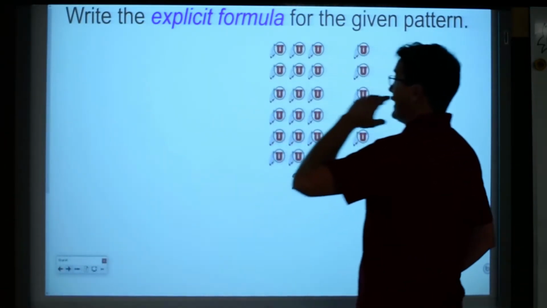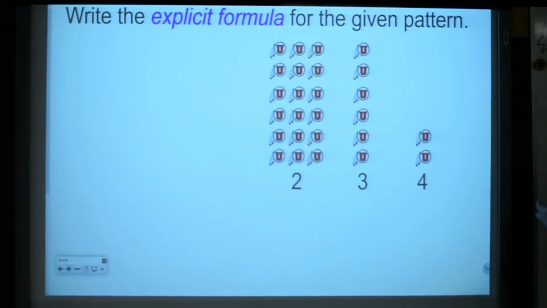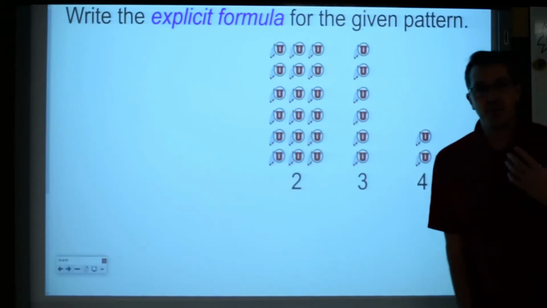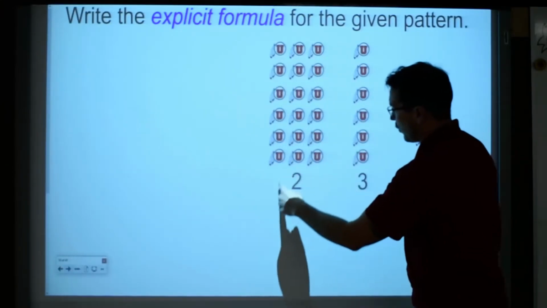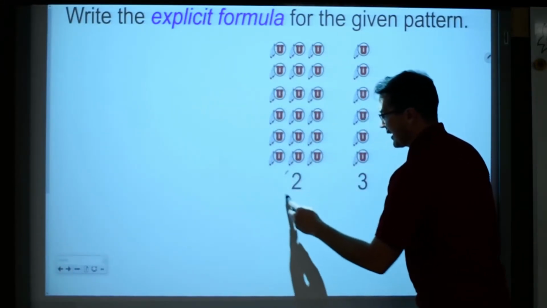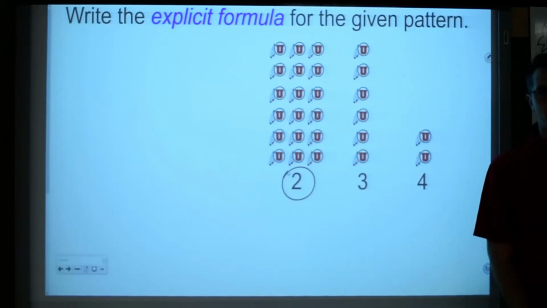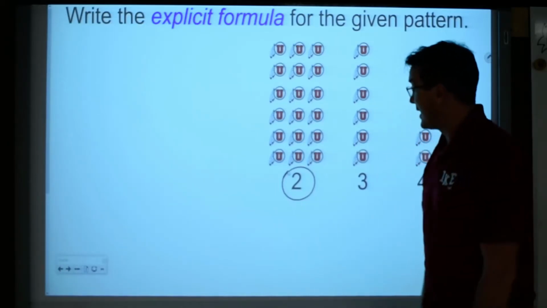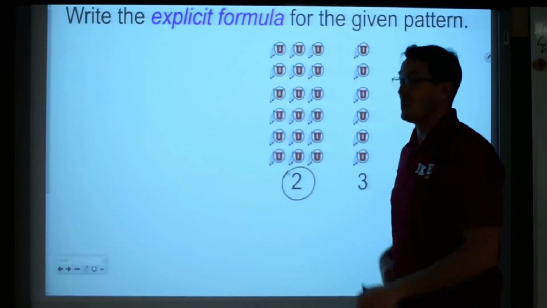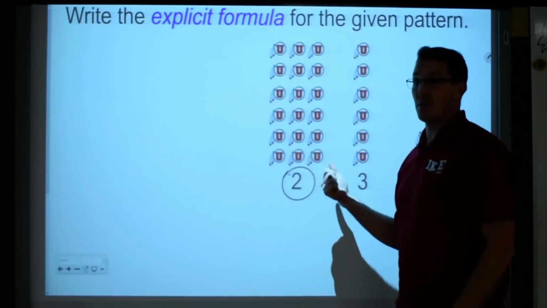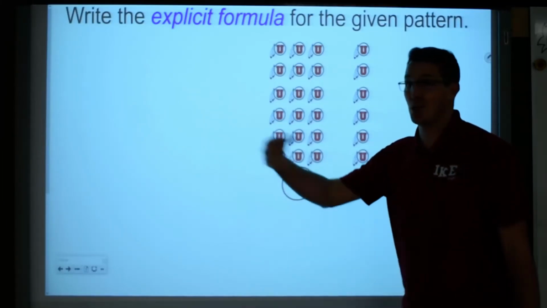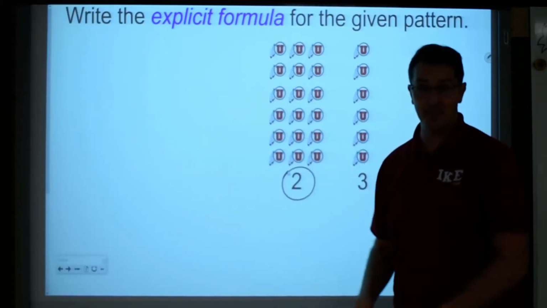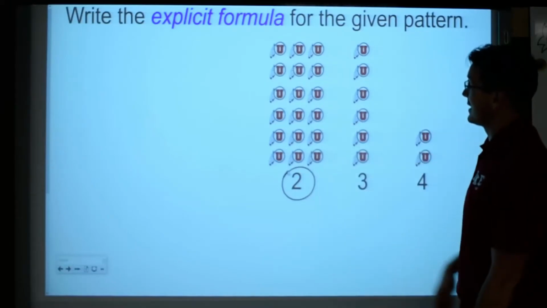So this says write the explicit formula from the given pattern. Right off the bat, I can see something's going on here, but down here, where am I starting? I'm starting at 2. 2 is not the first term. It's not the initial amount either. This is saying, this is how many Ute symbols I have after 2 whatever. It could be 2 minutes, 2 days, some unit of time, right? So after 2, I have this, and let's see how many we have here.